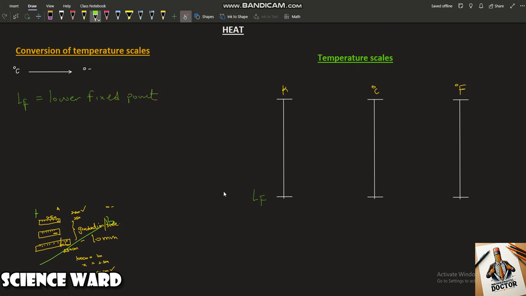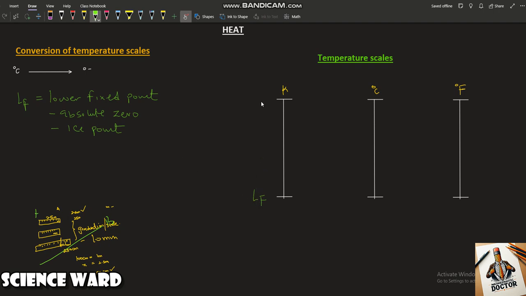You can also call it other names. The other name you can call it is absolute zero. You can also call it ice point. Those are other names you can call LF.